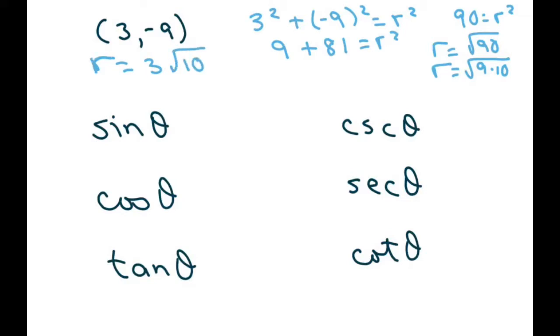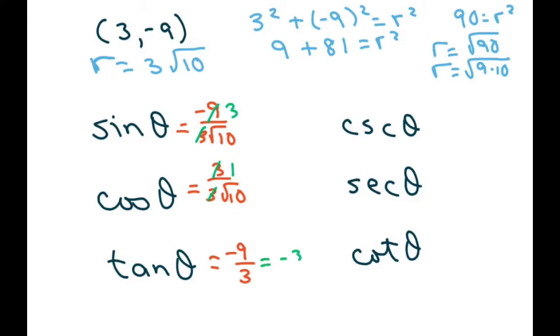All right, now let's fill everything out. Sine is y over r, cosine is x over r, tan is y over x. I'm going to go ahead and simplify a little bit here. 3 goes into 9 3 times. That's going to be 1. And this equals negative 3 over 1. And on this side, you just flip everything. So this is going to equal square root of 10 over 3. And this is going to equal square root of 10 over 1. So just leave it like that.